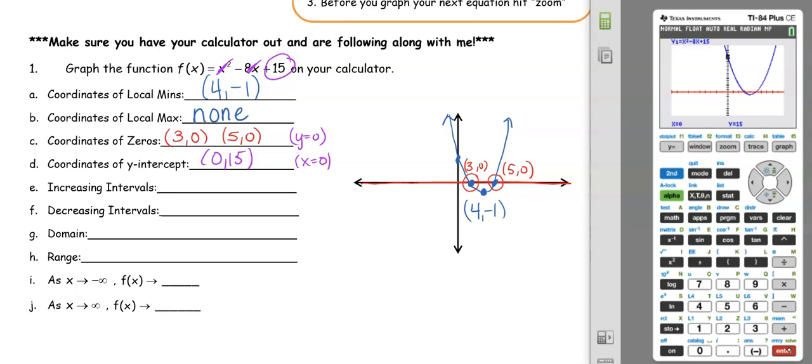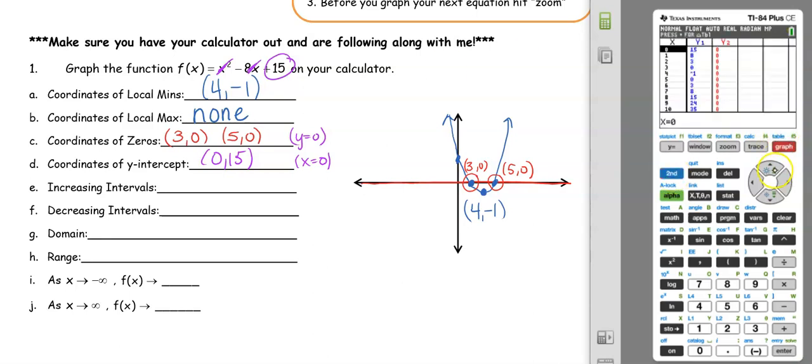On this graph, because this is a nice graph and I don't have decimals, I could have also gone to the table of values. The table is right above graph, so I hit second graph, and I could have also found my x-intercepts and my y-intercepts from the table. I can see that x-intercept at 5, 0. I can see my minimum value because it's sandwiched, because parabolas are going to be symmetrical. My y-intercept. So you can find a lot of stuff from your table as well.